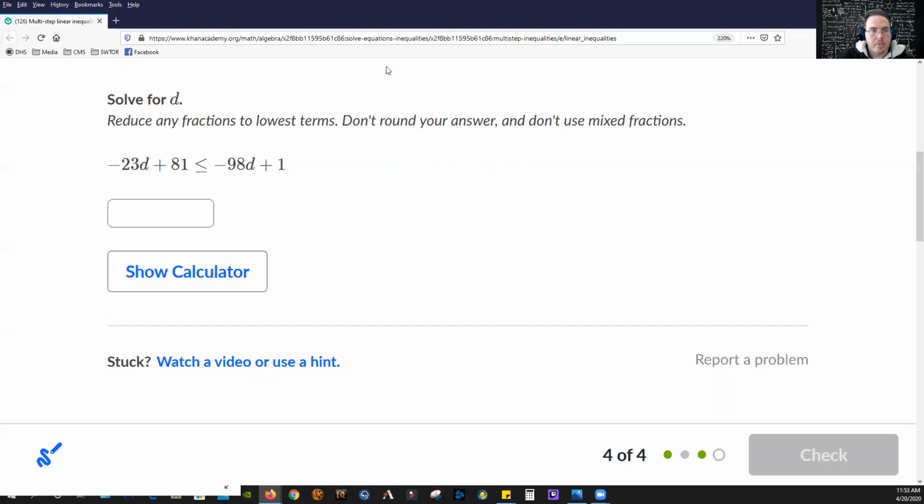So let's start with this inequality, which is negative 23d plus 81 is less than or equal to negative 98d plus 1. Check it. Negative 23d plus 81 is less than or equal to negative 98d plus 1. Okay. Underline that.